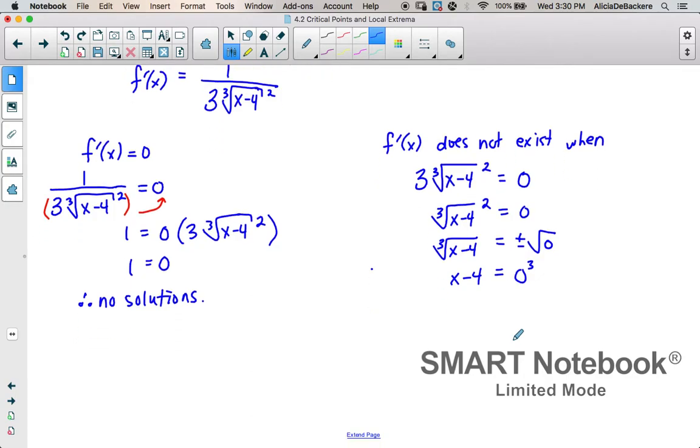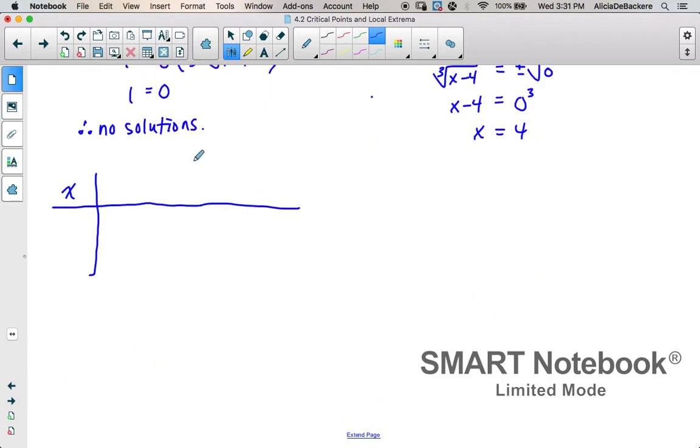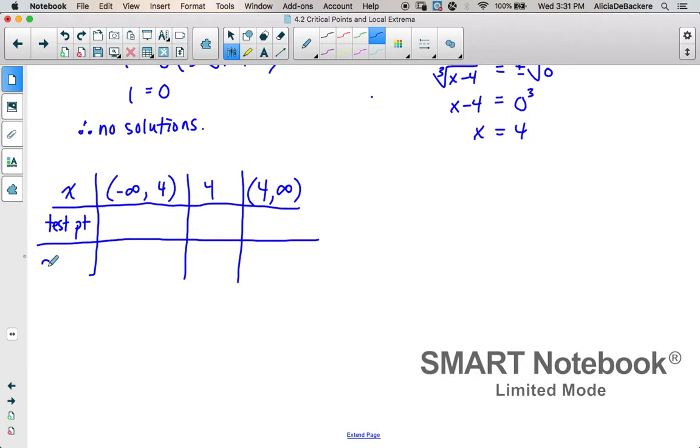I'm really breaking this down. I'm okay if you skip a couple of these steps in here. And then this gives me x is equal to 4. So I've got my one critical number, and I'm going to set up my chart. So far, this should be feeling a lot like the last question, but there are going to be some differences now. All right, we'll pick our test point, and then we'll figure out the sign of the derivative.